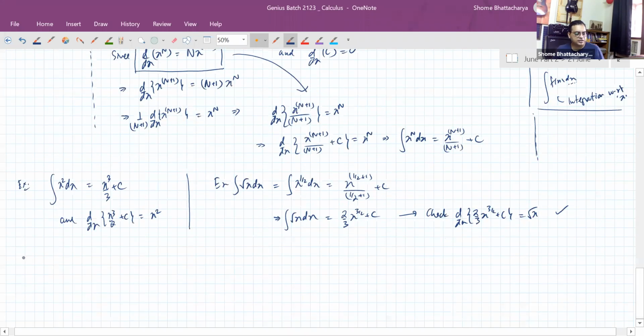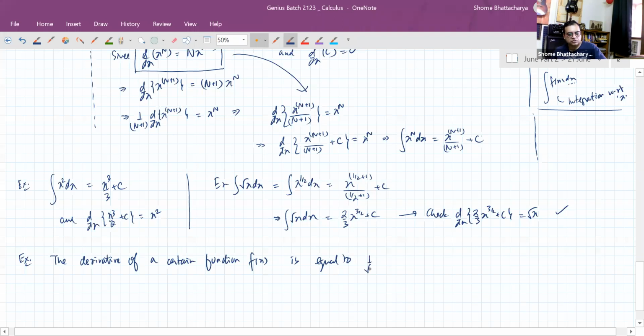Okay, so let's look at another quick example. Let us say the derivative of a certain function f(x) is equal to 1 by root x, and its value at x equal to 0 is equal to 2. Find f(x).